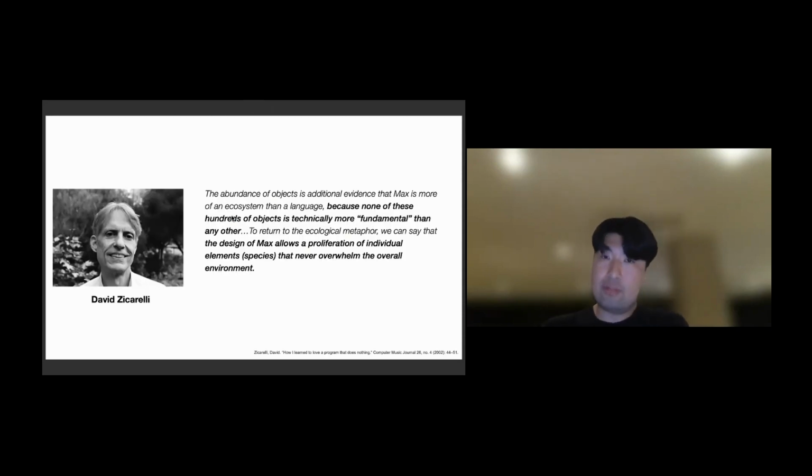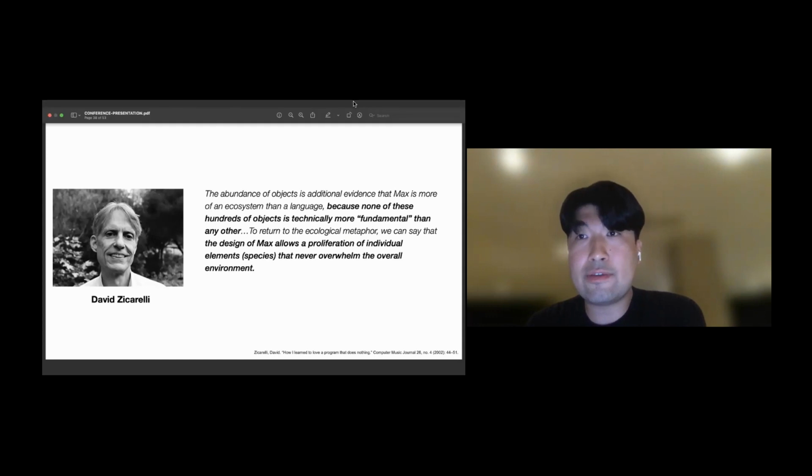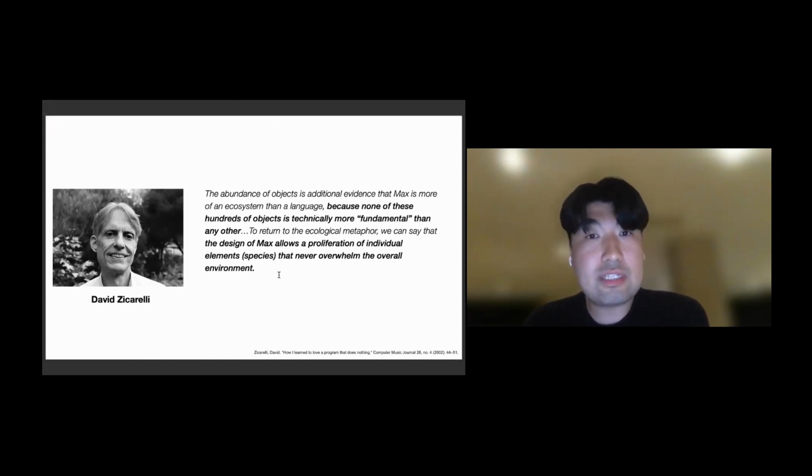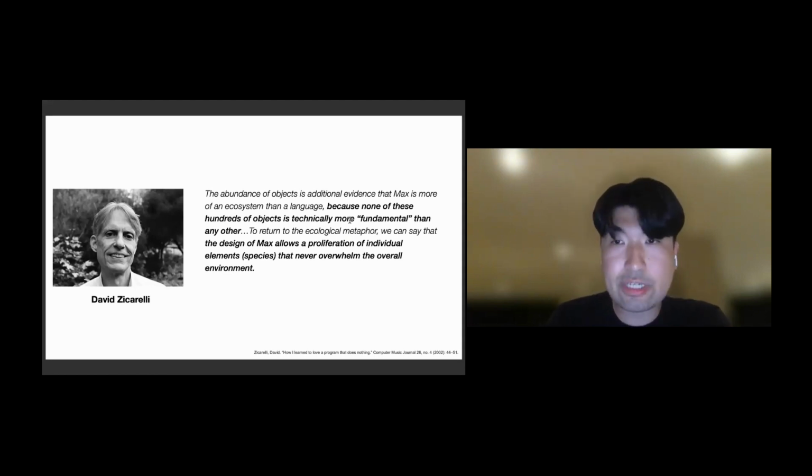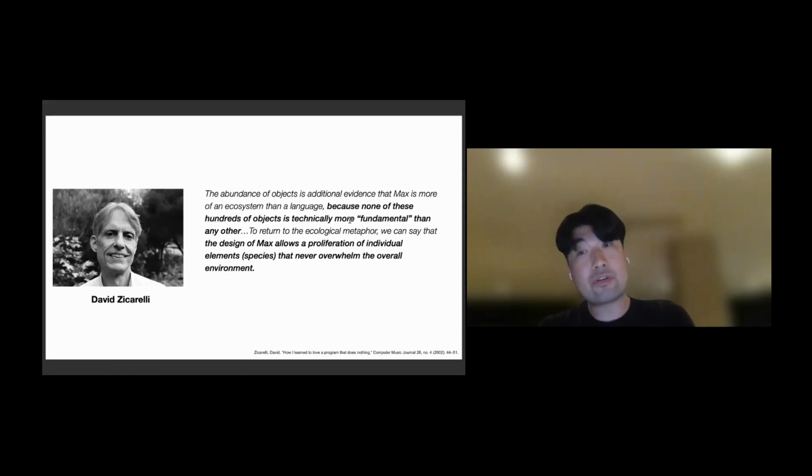Zicarelli also wrote about this as one of the fundamental parts of the Max paradigm, as follows. The abundance of objects is additional evidence that Max is more of an ecosystem than a language, because none of these hundreds of objects is technically more fundamental than any other. To return to the ecological metaphor, we can say that the design of Max allows a proliferation of individual elements that never overwhelm the overall environment.